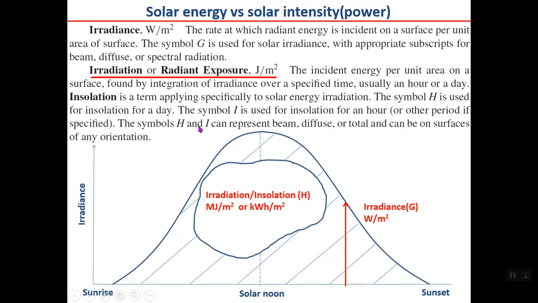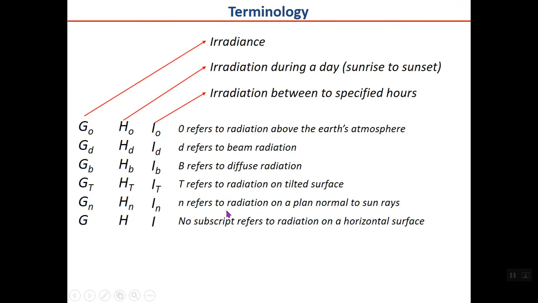The symbols H and I can also represent beam, diffuse, or total by the appropriate subscripts and can be on surfaces of any orientation. It means that it may be horizontal, it may be at an angle, tilted, or it may be in any direction. The unit for H, as you can see, is joule per square meter or watt hour per square meter. Both units are used generally, so become familiar with both of them.